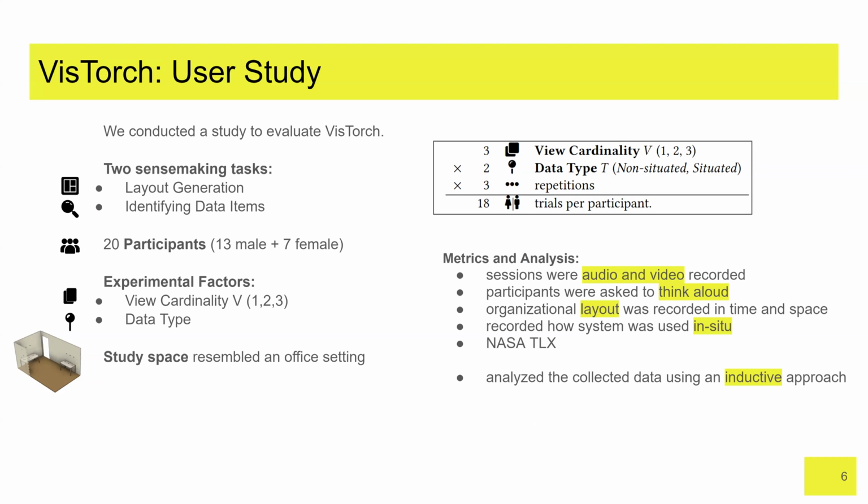The experimental factors for our study were view cardinality and data type. View cardinality is the number of visualizations required to complete a specific task, such as 1 view, 2 views, or 3 views. For example, a 2-view task would require combining findings from 2 separate visualizations to answer. Data type refers to the type of data involved. Non-situated refers to abstract data where physical location has no significance. And situated refers to context-specific data placed near a physical referent.